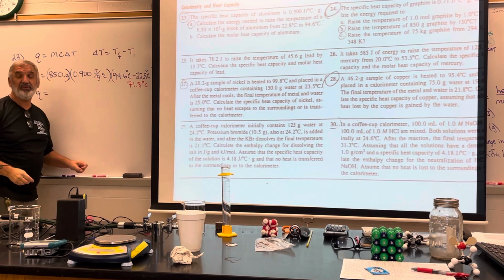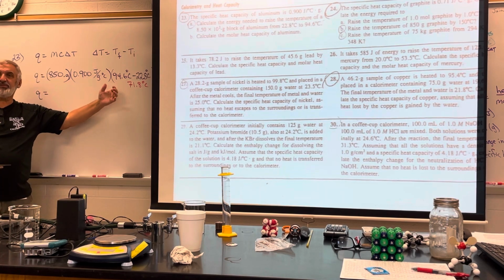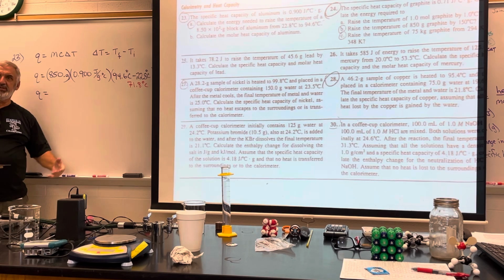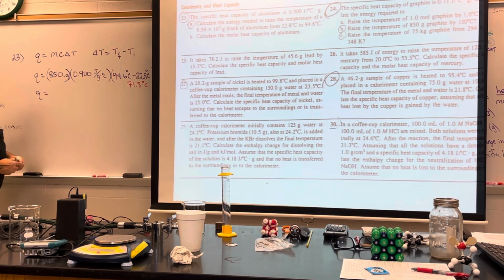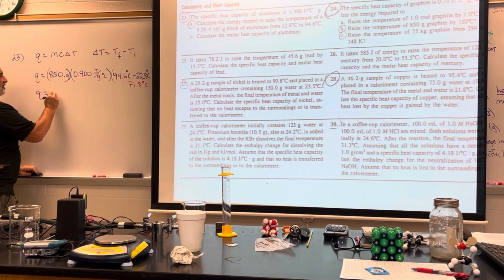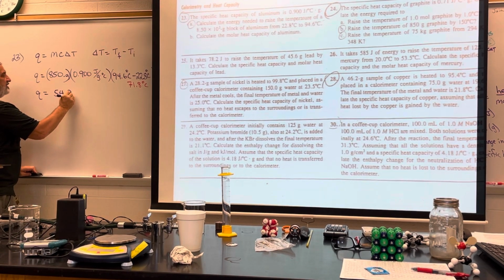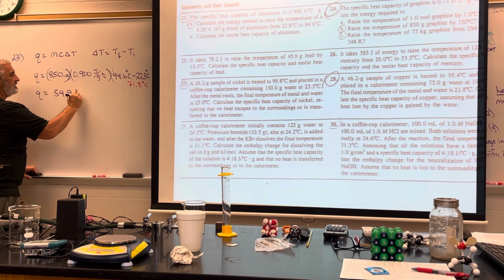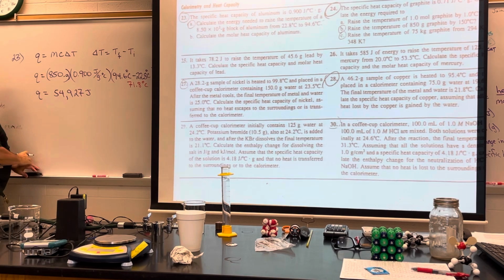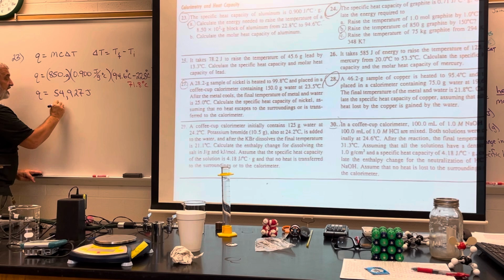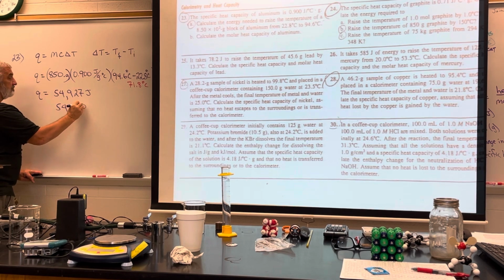I prefer you put it in there like this, but if you just do it and then plug in the number, we can see where it comes from. So when you plug all that in, what do we get? 54,927 joules, but that should be to how many sig figs? 3. So what does that round to in 3 sig figs? That's right, 54,900 joules.